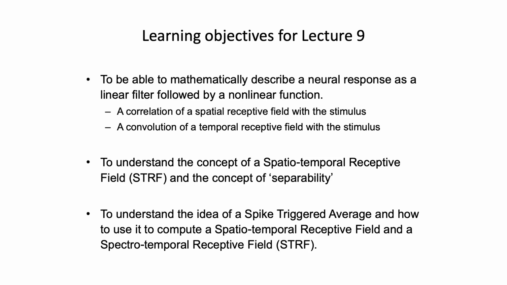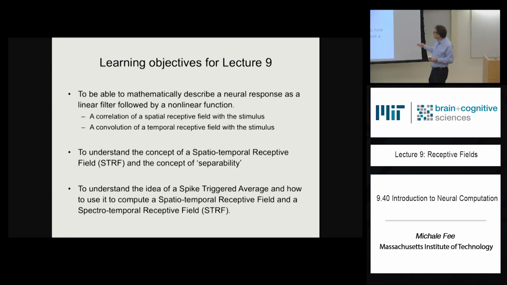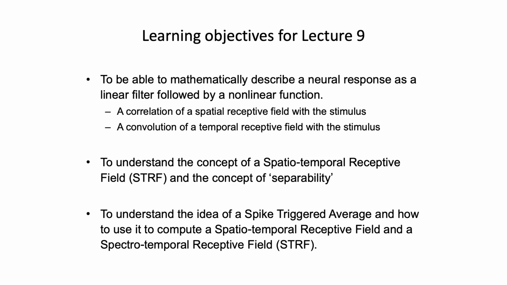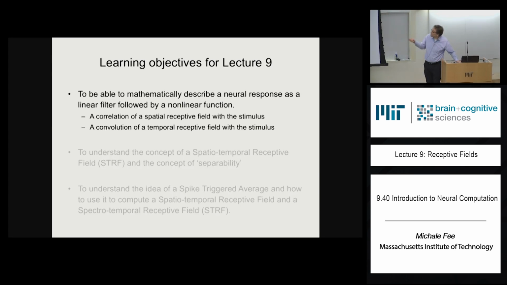And finally, we're going to talk about the idea of using random noise to drive activity in neurons, and using what's called a spike-triggered average to extract the stimulus that makes a neuron spike. We're going to see how to use that to compute a spatio-temporal receptive field in the visual system or a spectro-temporal receptive field in the auditory system. All right, so let's start with this.